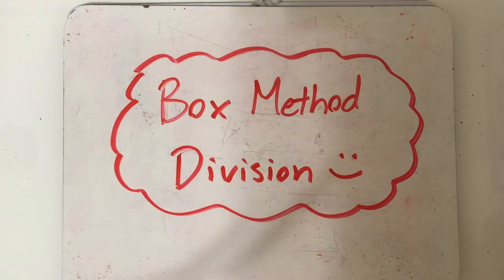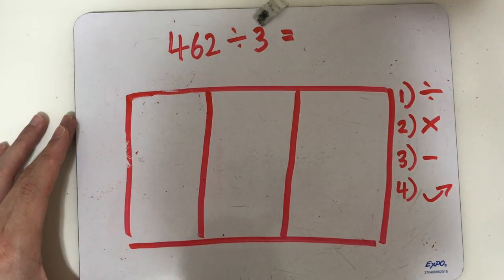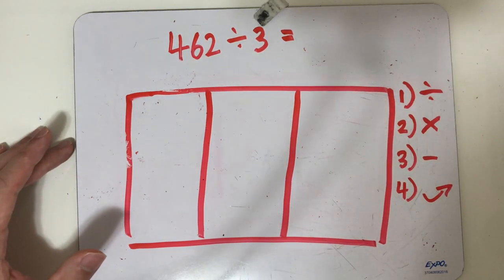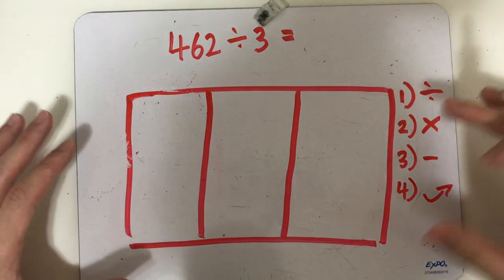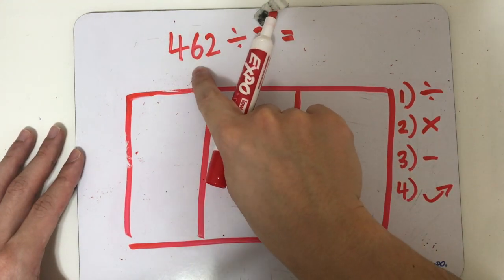Okay, so today we're going to be exploring the box method as a strategy for division. So we're going to be using 462 divided by 3 as our example for the box method. And we're going to know how big to draw a box, or how many columns we need to draw, based on how big our dividend is.